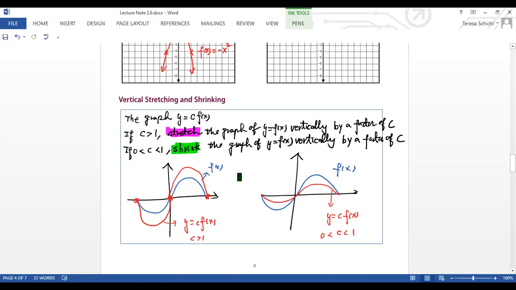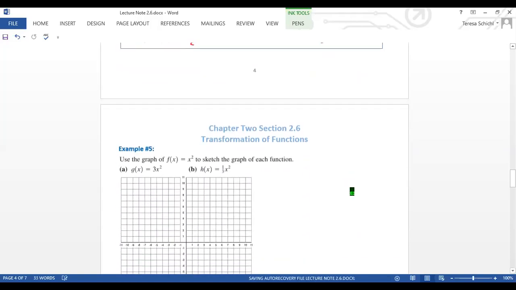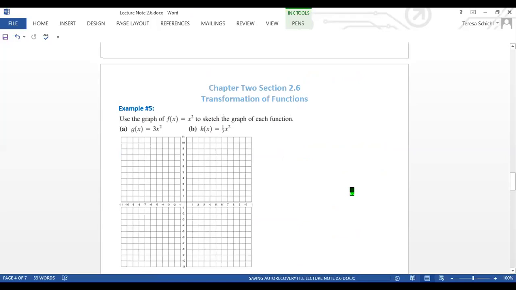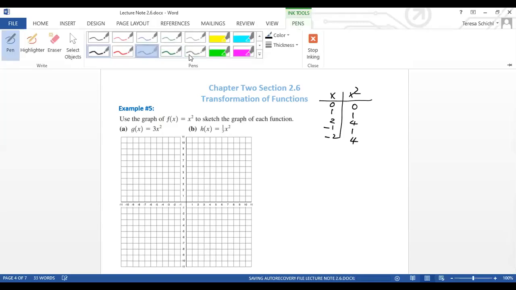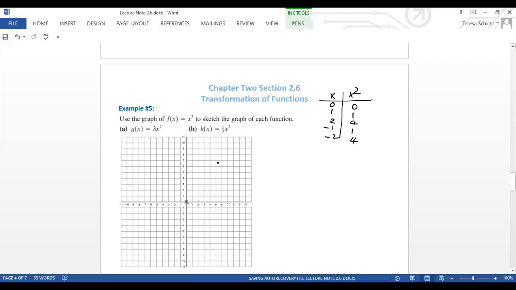Now let's take a look at some examples. This is our favorite parent function, the quadratic again. Let's see what the graph is going to look like. We have x and x squared: x is 0, 1, 2, negative 1, negative 2, and x squared is 0, 1, 4, 1, 4. Now let's start. We always start with the parent function, so it's 0 here.